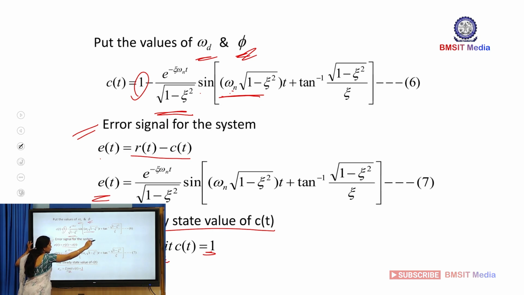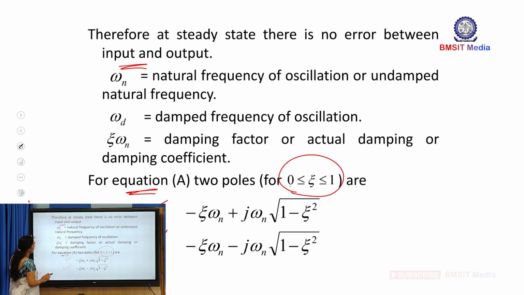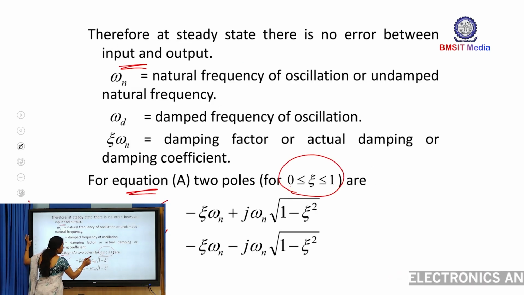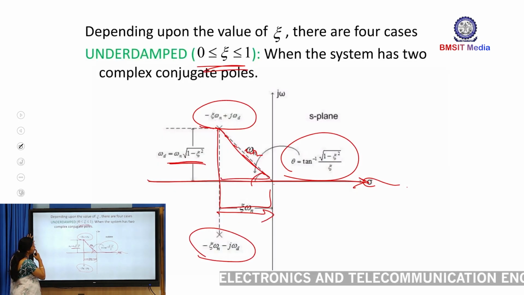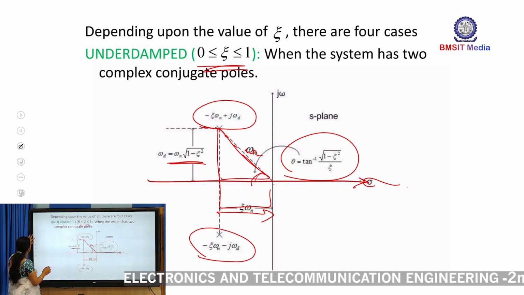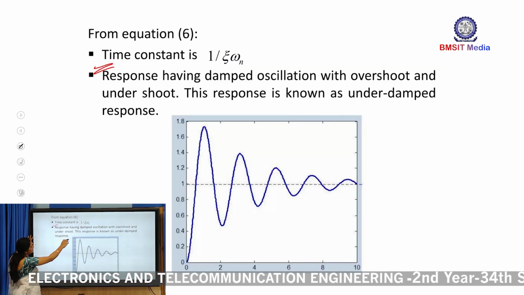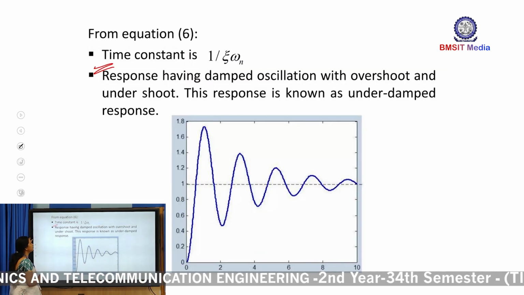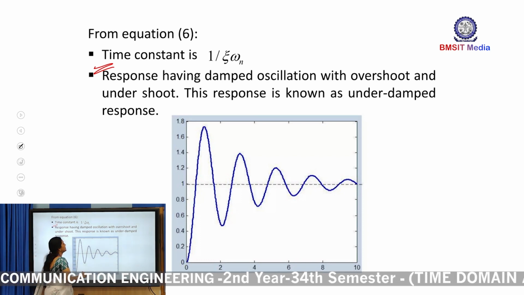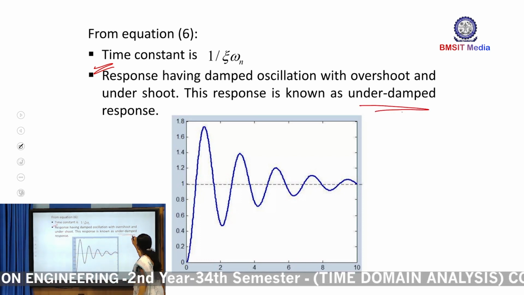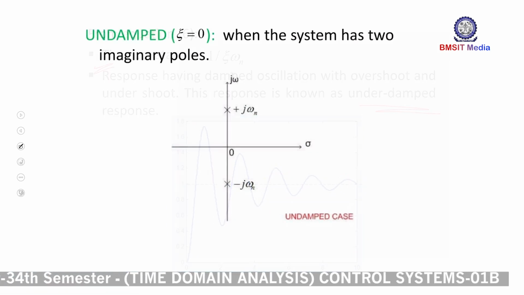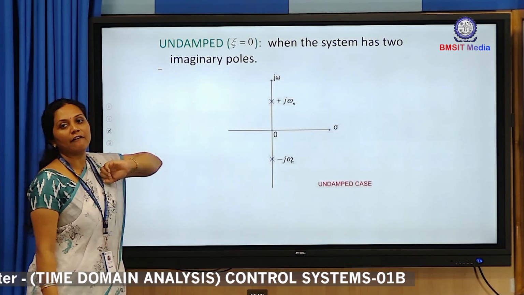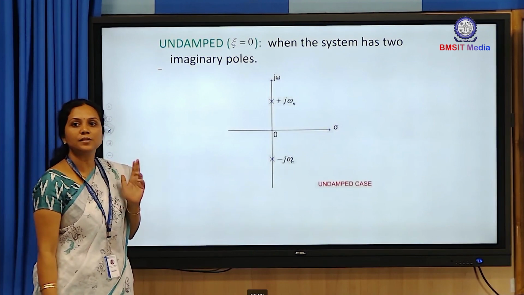So in this equation, if I substitute the value of zeta to be between this and this, then what is the type of response that I will be getting? The type of response that I will be getting is this. And what is such a type of response called? Such a type of response is called the underdamped response.